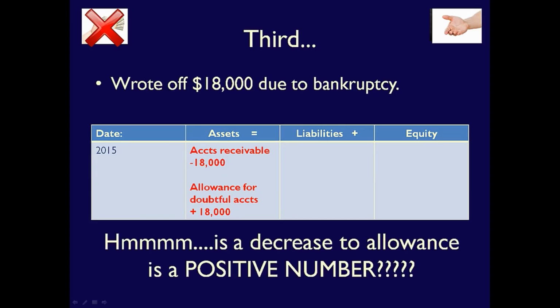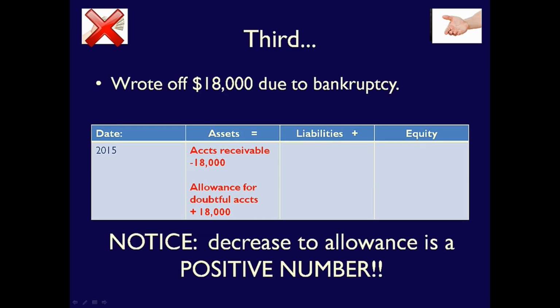Should this entry be a negative or a positive? This is an error that students frequently make. We're using up the allowance, so you might think the amount would be a negative, but you would be wrong. Remember that the allowance for doubtful accounts is a negative number because it's a contra asset account. Therefore, in order to reduce a negative number, we have to put a positive against it.